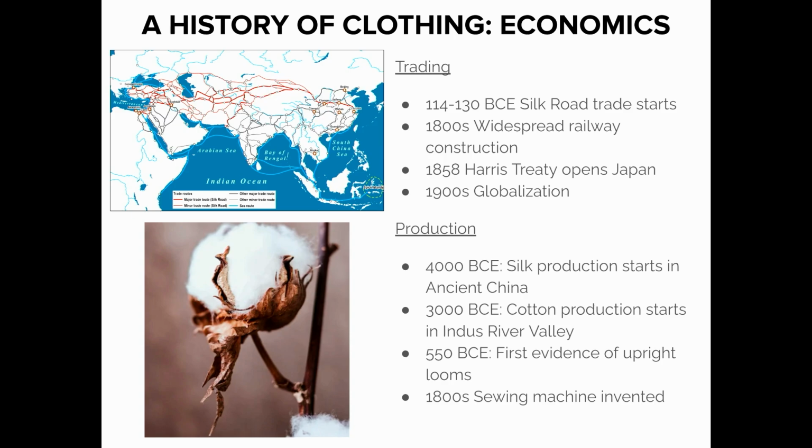And it's not until 1800 that we actually get the sewing machine. So people were just doing everything by hand up until that point. And the 1800s is really when fashion could take off a lot faster and things start changing a lot faster because you can just make clothes faster.